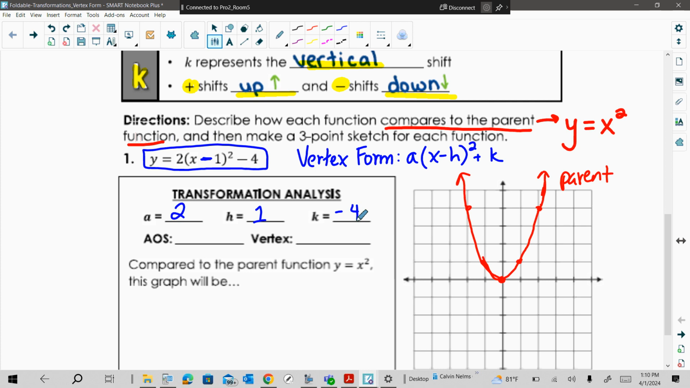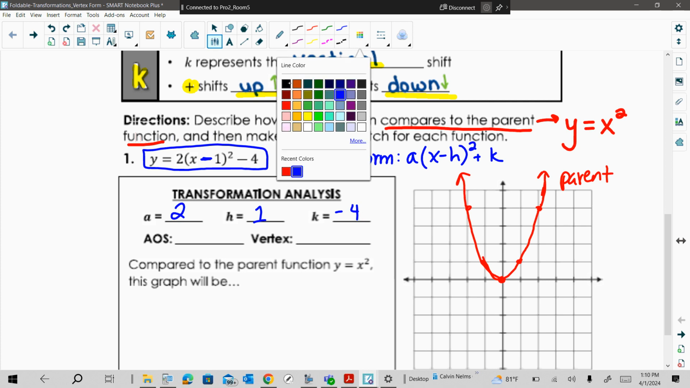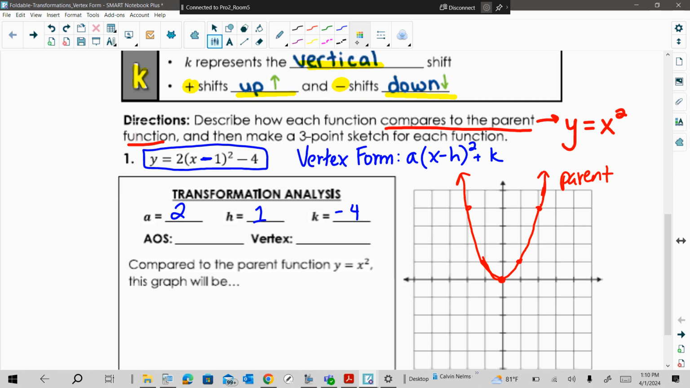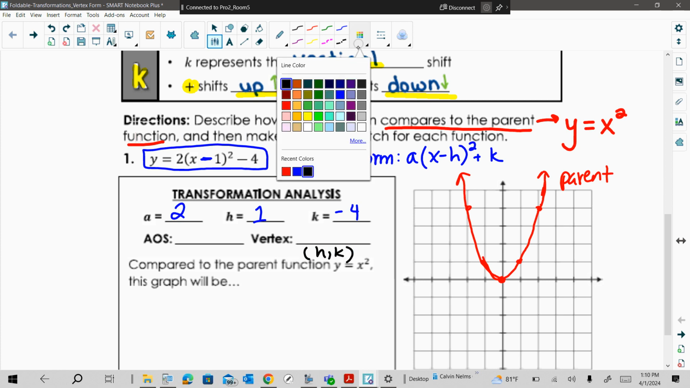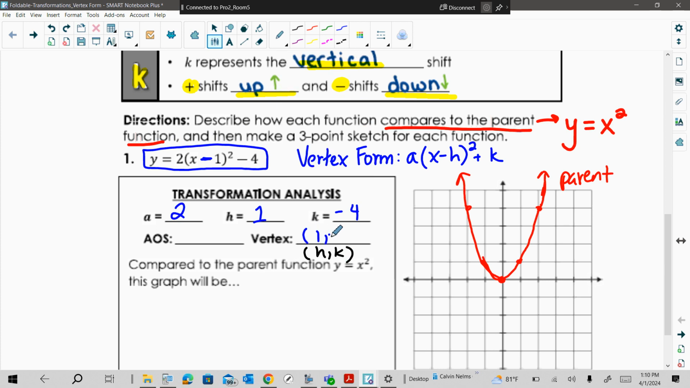Because it's the opposite of what's inside. Always? Yeah, if I take something out of parentheses, I have to do the opposite to take it out. Okay, so vertex, guys, is always the H comma K. So what would be our vertex here? 1 comma -4. Good.